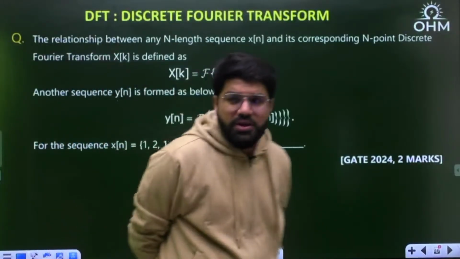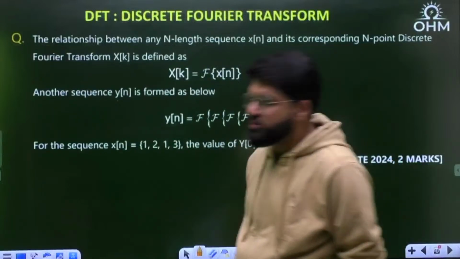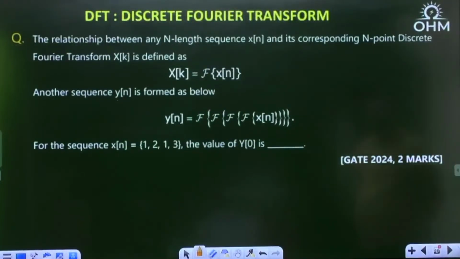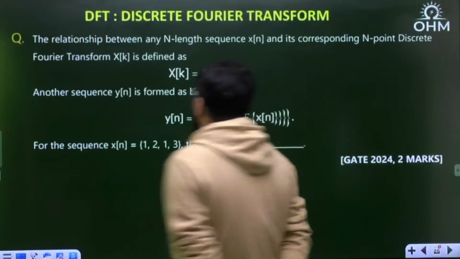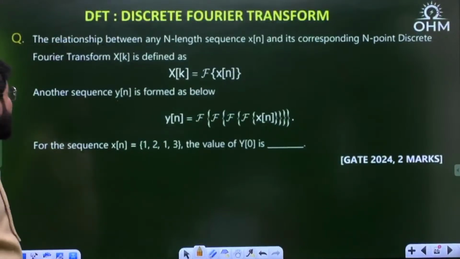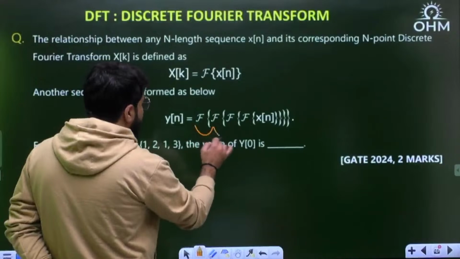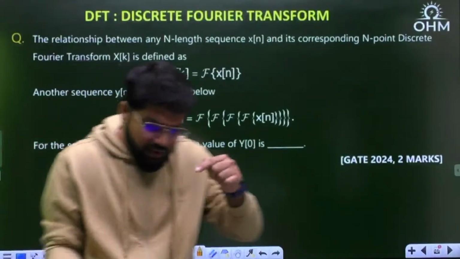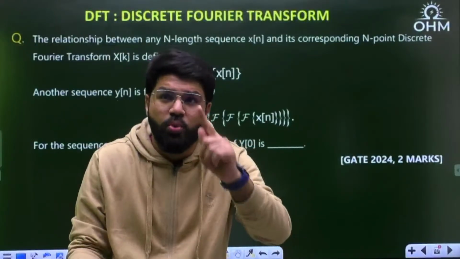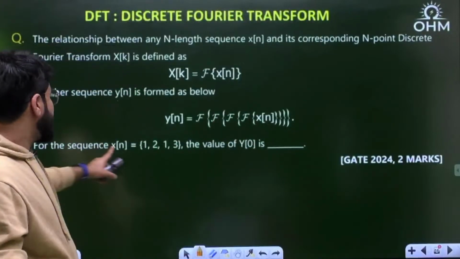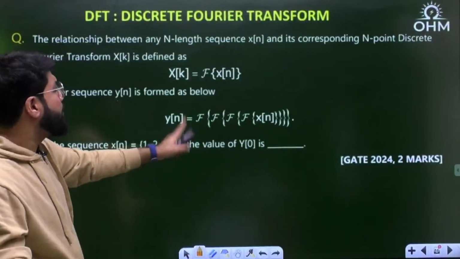This is the best method I'll suggest for the previous question. The relationship between any n-length sequence xn and the corresponding endpoint DFT xk is defined as xk equal to F of xn, the Fourier transform of xn. Now, another sequence yn is formed by taking 4 times the Fourier transform of xn. Whenever you want to take the Fourier transform of a Fourier transform, you will think about the duality property. Now, if the signal xn is 1, 2, 1, 3, find the value of capital Y0.